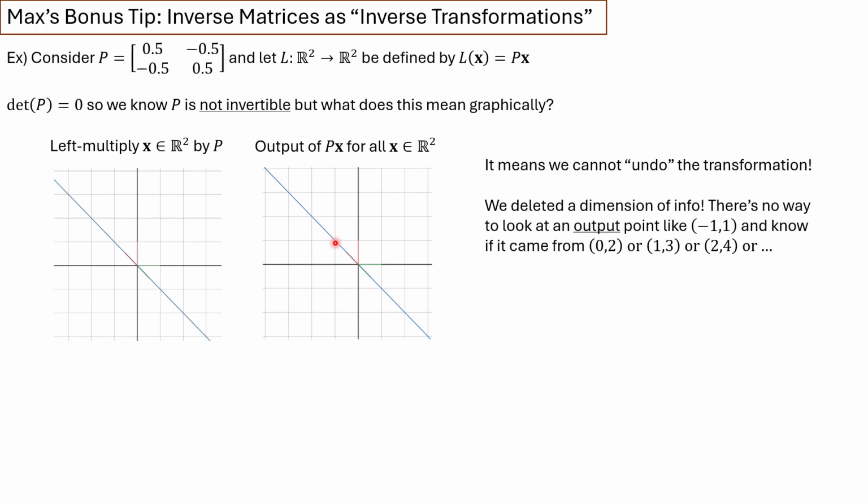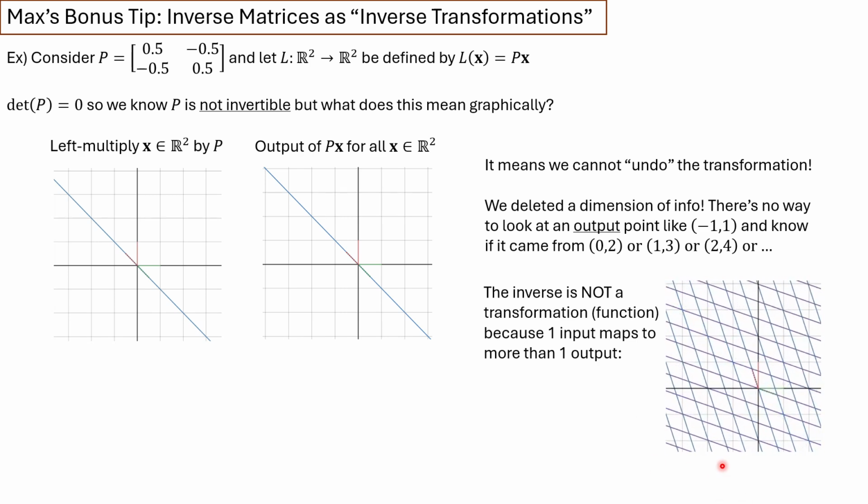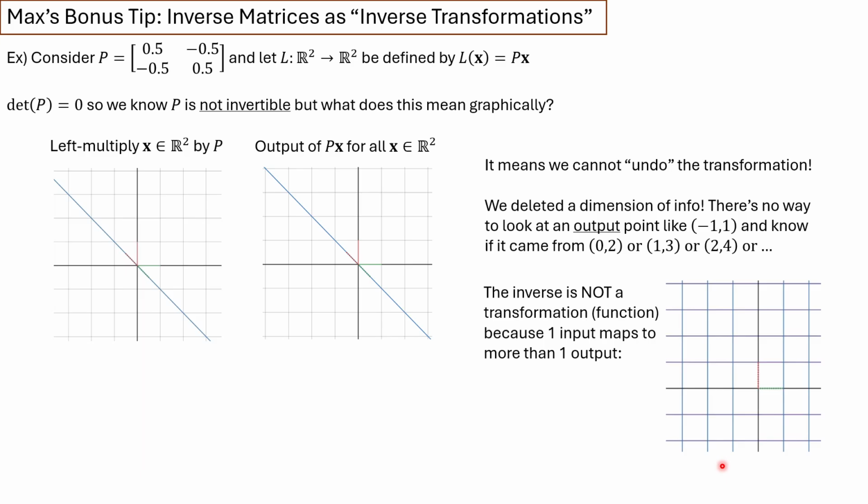So here's a video of me trying to undo the transformation by left multiplying space by P inverse, but you see we have infinity outputs for each input. It's not going to be a function. So because we smashed all those distinct points into the same spot, we destroyed the history of the vector. Therefore, no inverse exists.